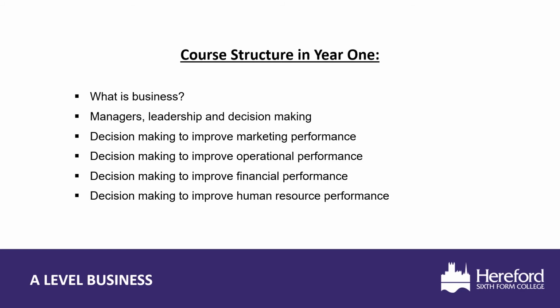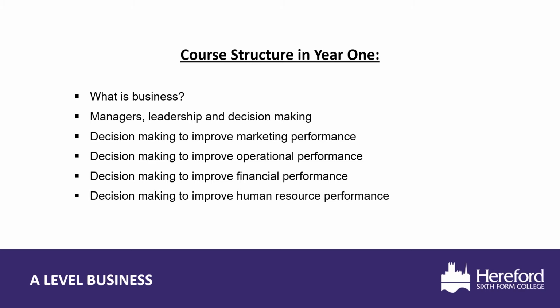An overview of the course structure in Year 1 is that we study 6 units. The first unit is an introduction to business, so we look at such things as organisational structure, how businesses start up, basic financial terms such as revenue, cost, profit. And then we move on to Unit 2, which is where we look at leadership and management.